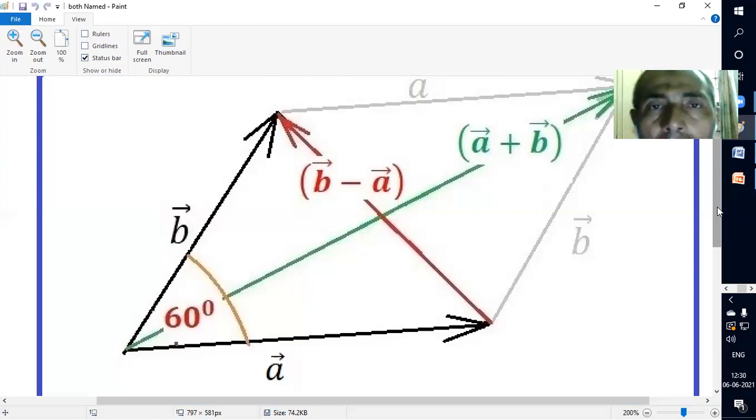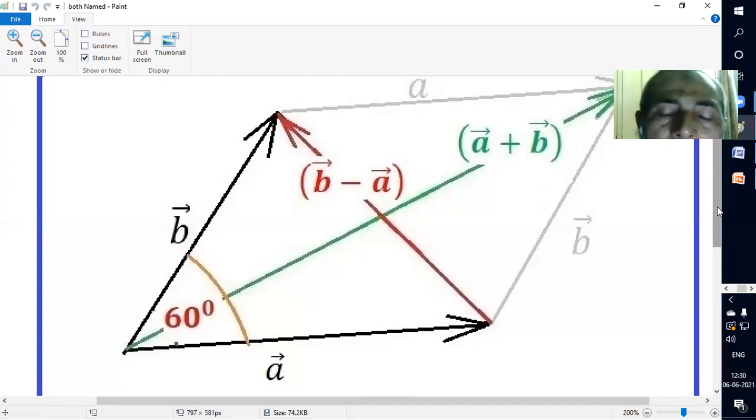Moreover, in order to find the difference of the vectors, one vector you have taken as it is, and another vector you have taken in inverted direction. When a vector is inverted in its direction, that indicates the negative vector. And the addition of a positive vector and a negative vector together will give you the difference of the two vectors.